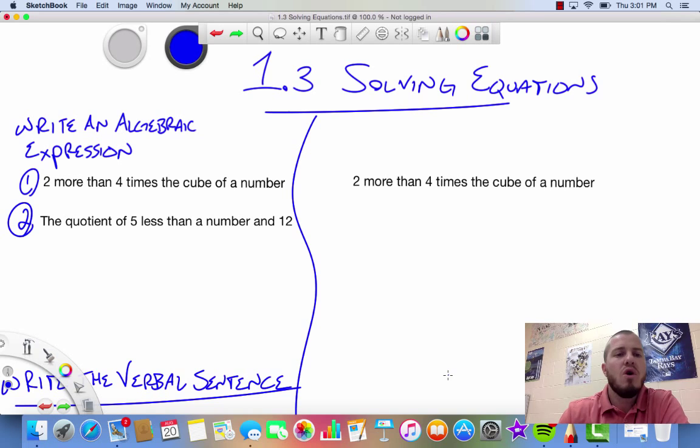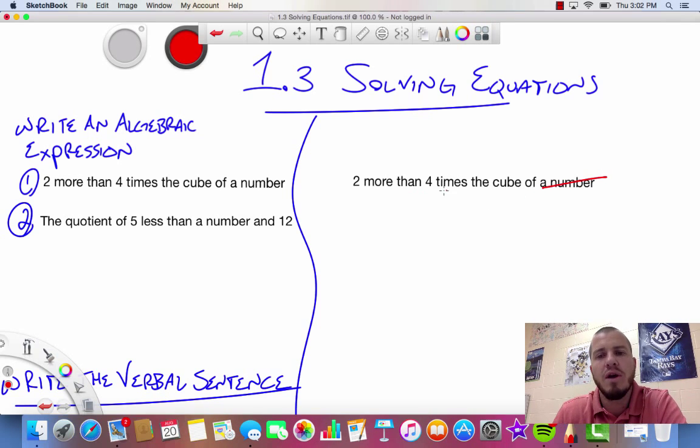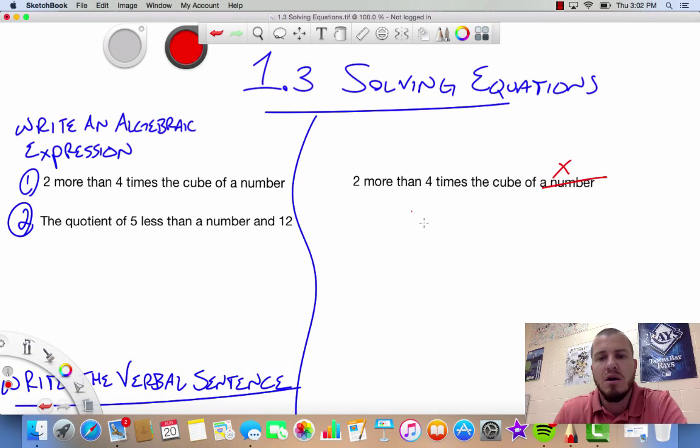So, 2 more than 4 times the cube of a number. What I've done is I've rewritten it over here so I can make some marks on it. Because what I like to do a lot of times is cross things out as I get them, as I understand what it means and what it represents. So the unknown is your variable. The unknown is a number. I know it's a number, but I don't know what number it is. 2 more than 4 times the cube of a number. Well, I'm going to use a variable x for that. Okay, so I'm starting with x.